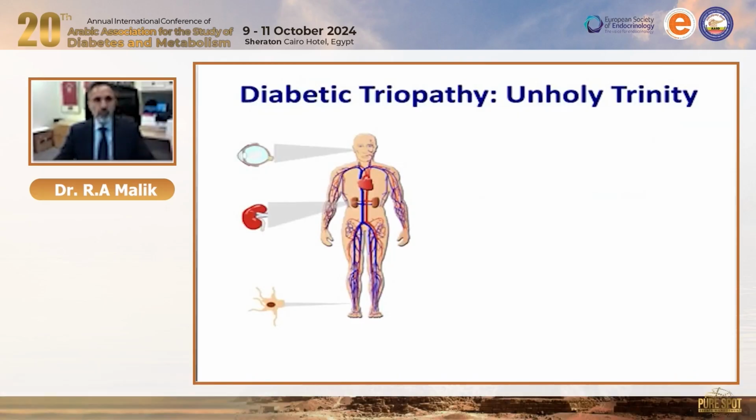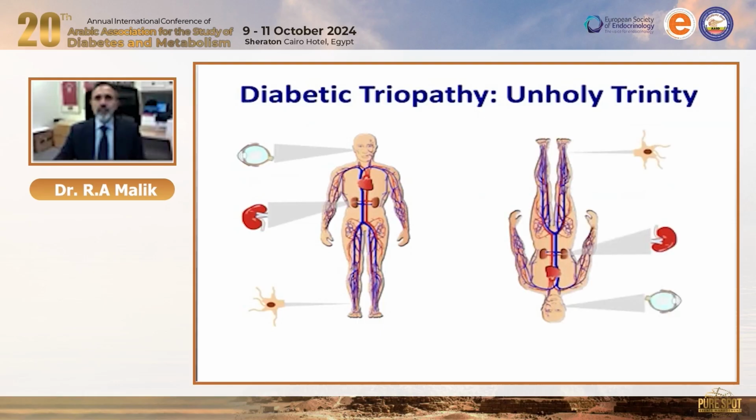And as you can see, there is an order there. And most people start with retinopathy, then nephropathy, and they forget about neuropathy. I'm going to turn it on its head. I'm going to first talk about neuropathy, which I believe is the most important of the microvascular complications. And then I will speak about retinopathy and finally nephropathy.